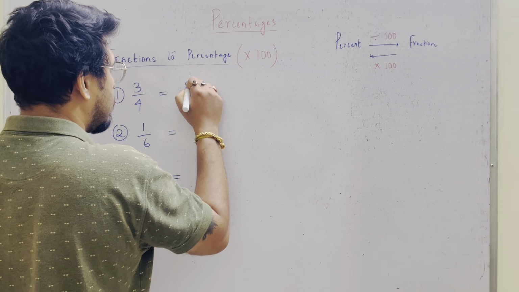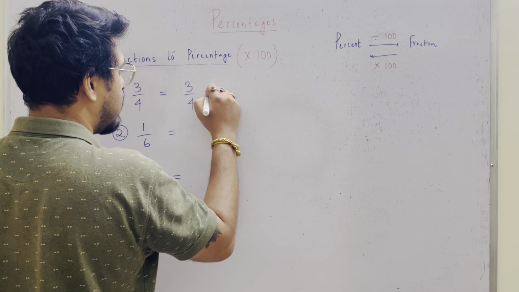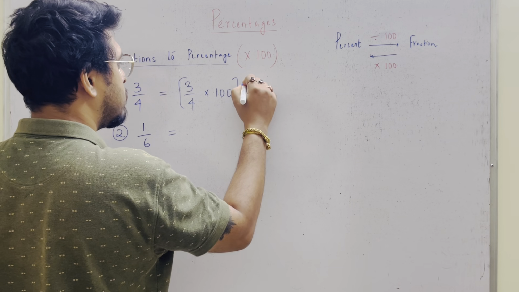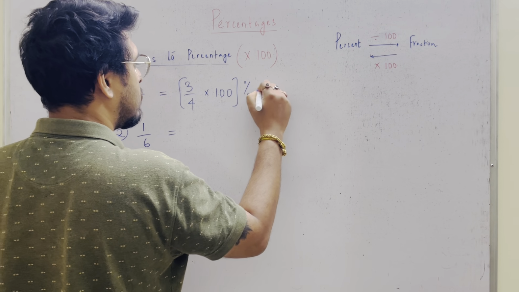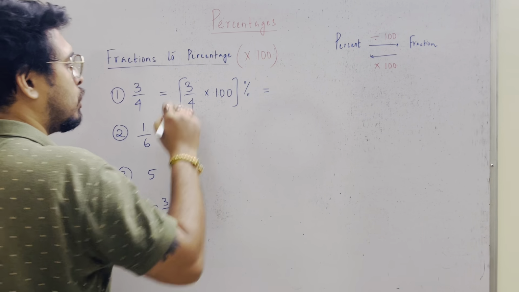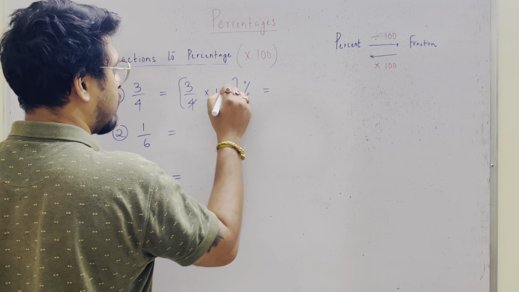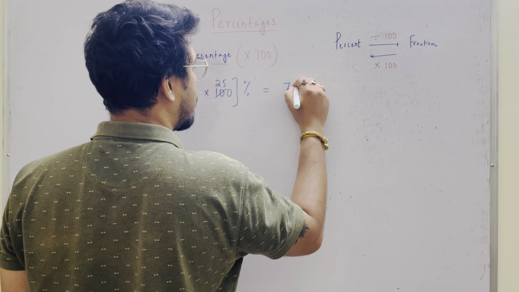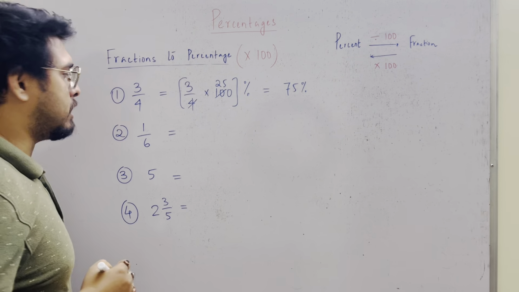So we are doing 3/4 times 100, and as soon as we do that, it becomes a percentage. We know 4 times 25 is equal to 100, so 3 times 25 is 75%. This is the first answer.